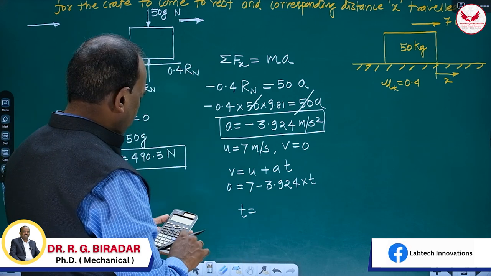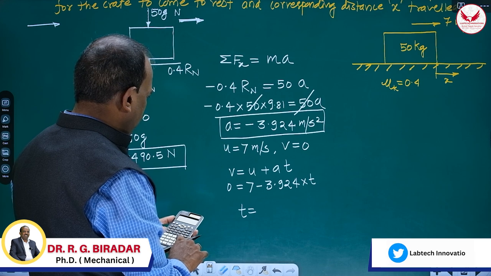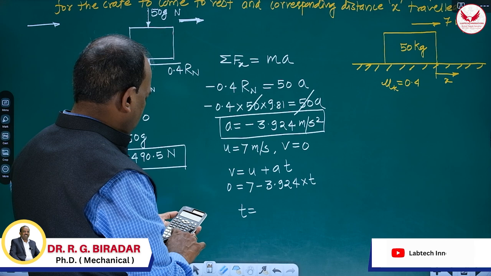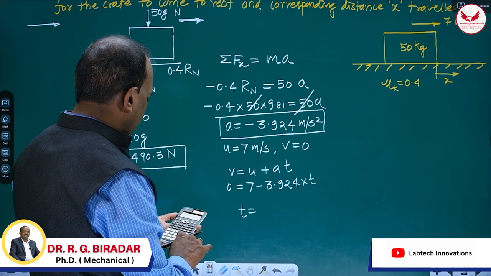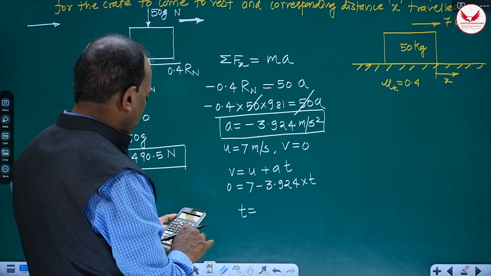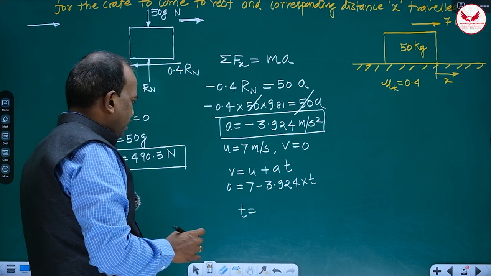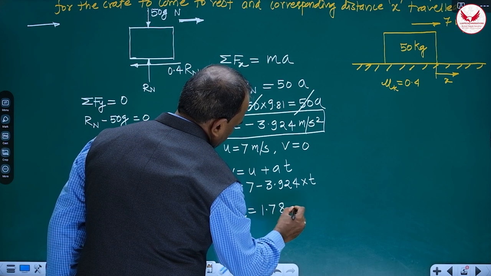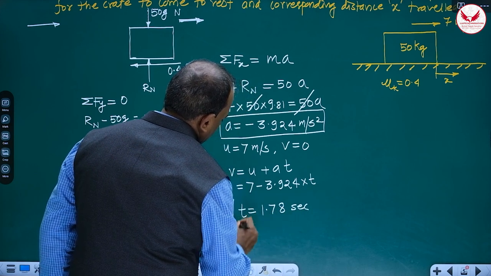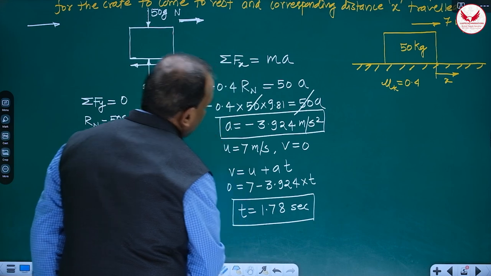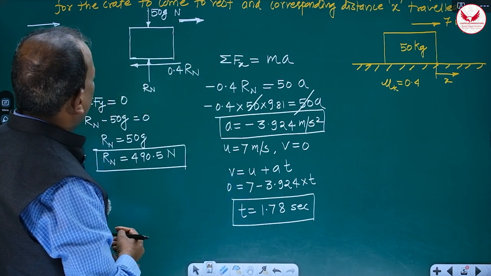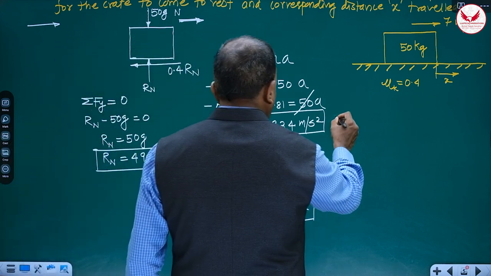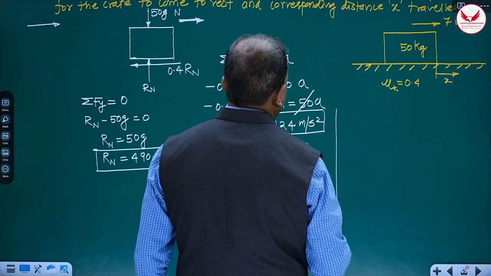That is 7 divided by 3.924. It is 1.78 seconds. Yes, you can write, this is the time required for the crate to come to rest. And second is what? X distance traveled.